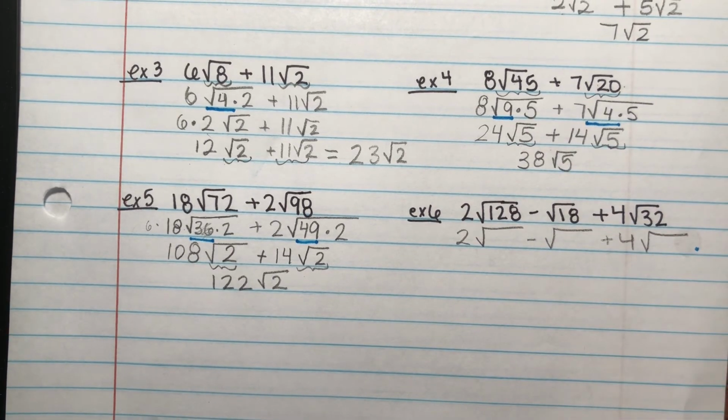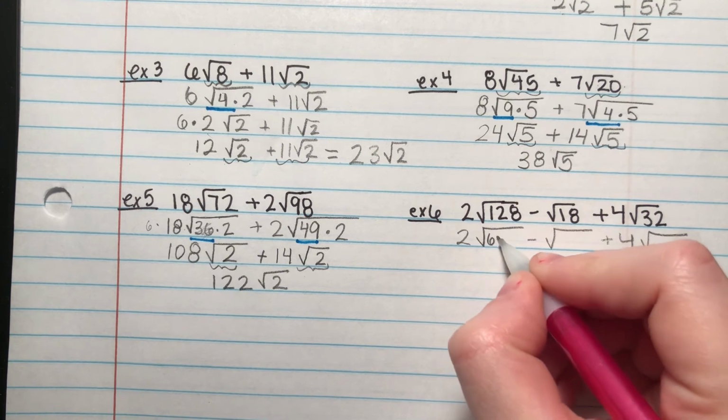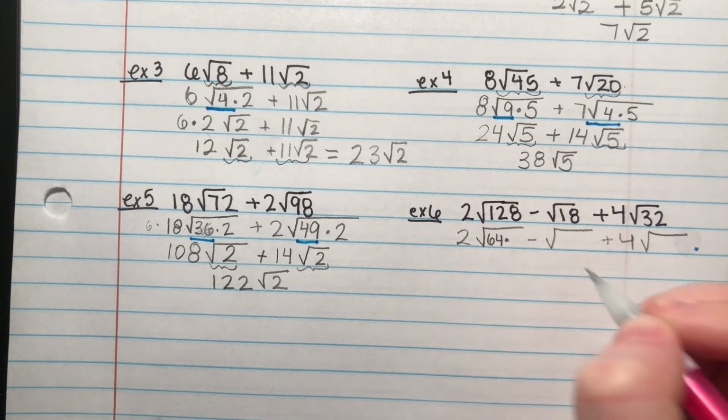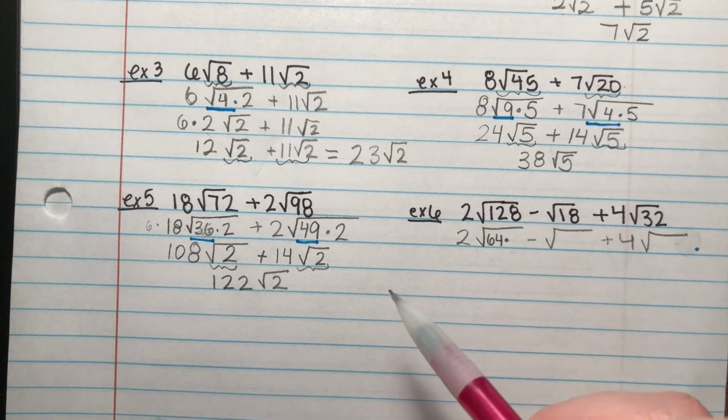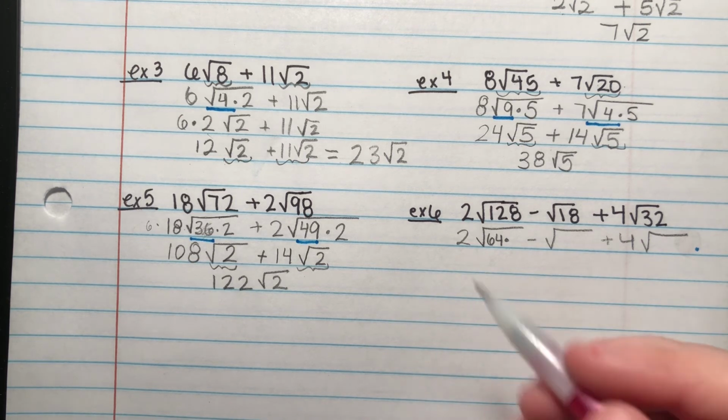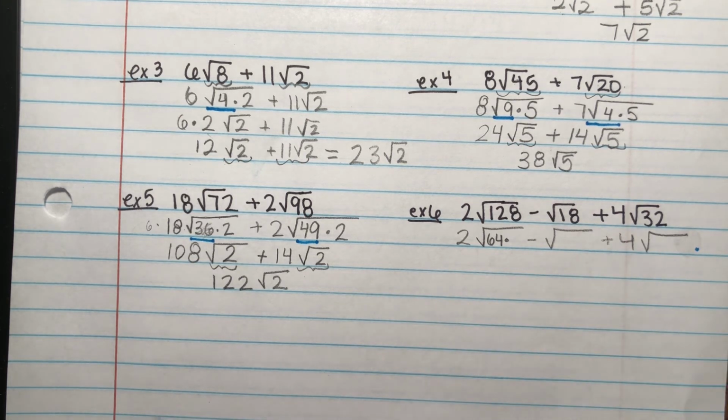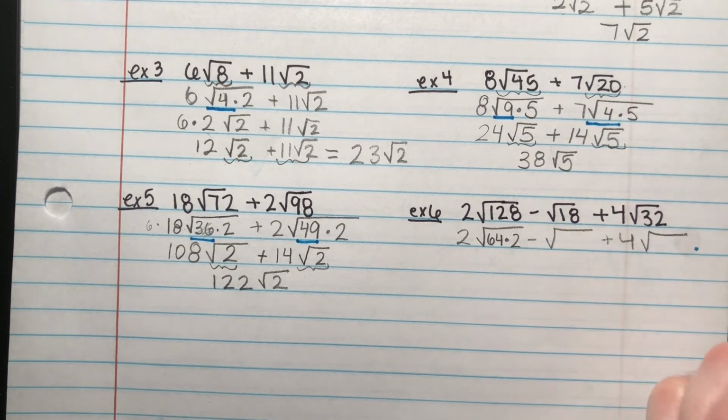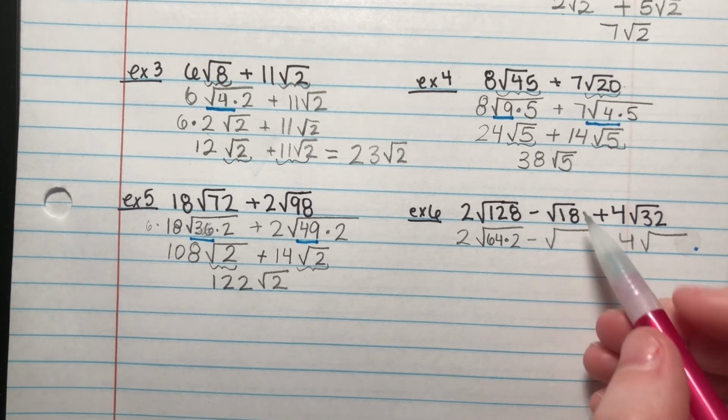64. Is 64 a perfect square? Yes, it is. If you're not sure if a number is a perfect square, you can always go back to your list that we took at the beginning of our Simplify lesson, or you could just look up a perfect square chart on the internet. That'll be very helpful. But eventually, hopefully, we'll get these memorized and we won't have to do that much thinking about it.